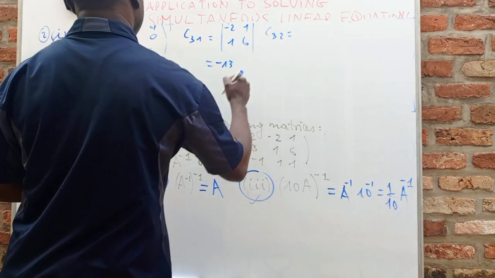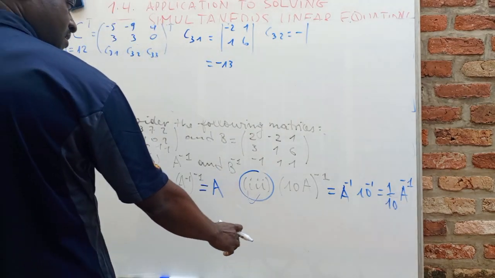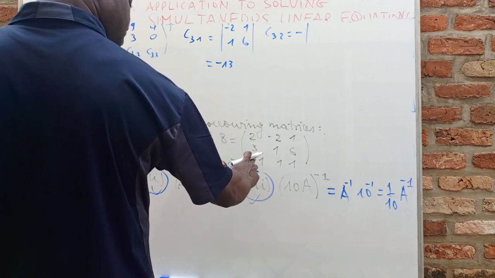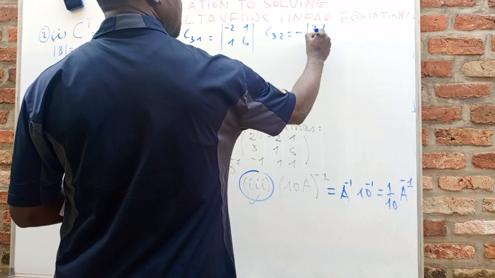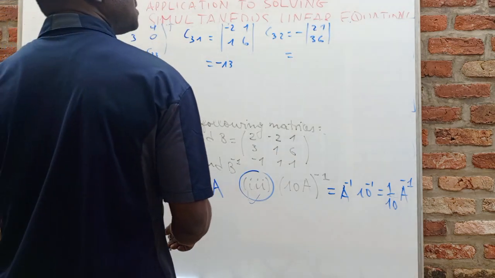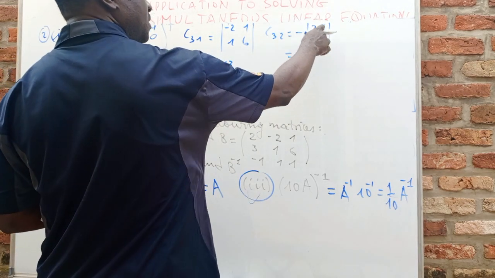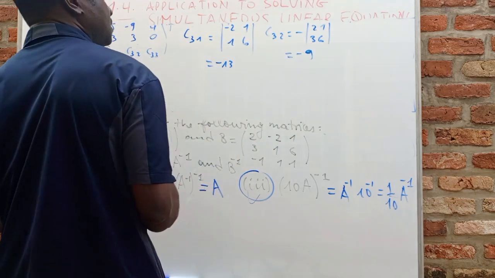C32. So now we have a negative sign, and we're removing this and this. We have 2 1 3 6, and it is negative 13, negative 12. 12 minus 3 is 9, so negative 9.